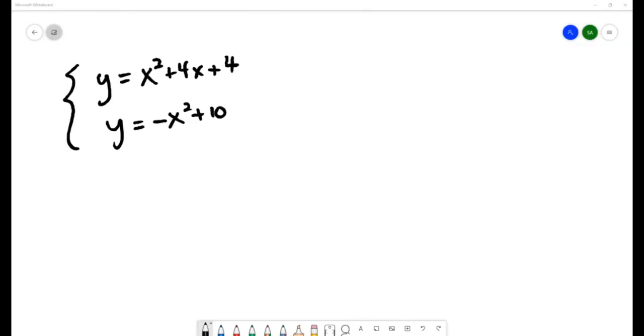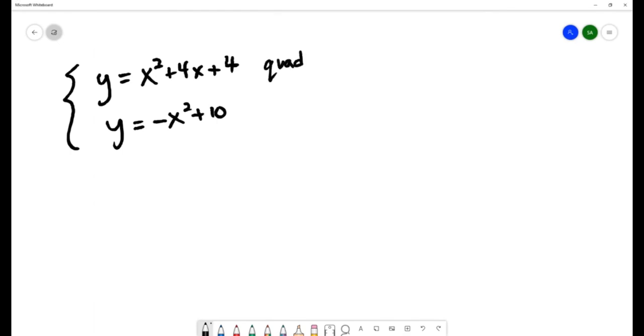So this question is a question solving systems of nonlinear equations. So the first thing I like to do with systems like this is to draw a picture of what each equation's graph might look like, and that will give me an idea of how many solutions I might have. So for the first equation, I've got y equals x squared plus 4x plus 4, which is a quadratic equation.